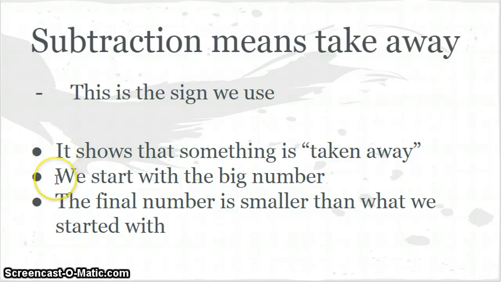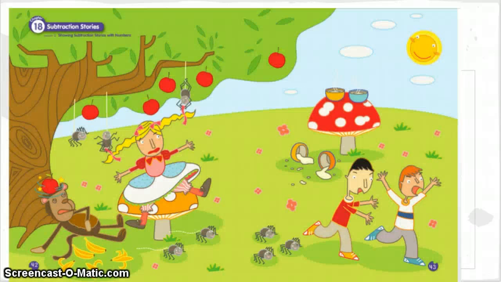And in subtraction, we always start with the big number. We looked at that on Friday, and we even looked at why we have to start with the big number. Otherwise, we'll find it almost impossible to subtract. And the final number, the difference that we get, is smaller than the number that we started with. So we really need to keep those things in mind as we start to make subtraction sentences.